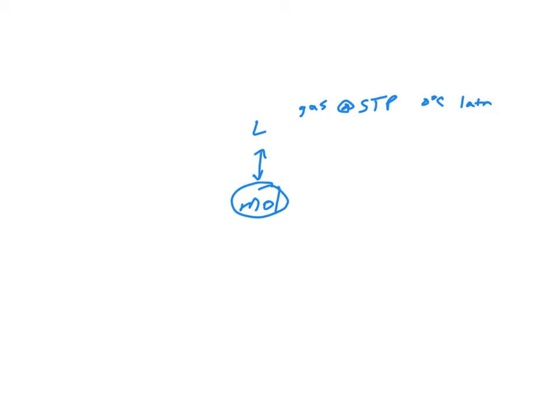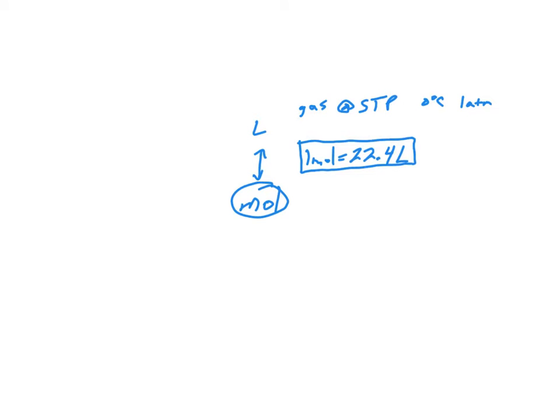So when that's the case, we know that 1 mole of a gas is equal to 22.4 liters. And we'll use this conversion factor anytime we are trying to convert between moles of a substance and liters of that substance, as long as it's a gas at STP.